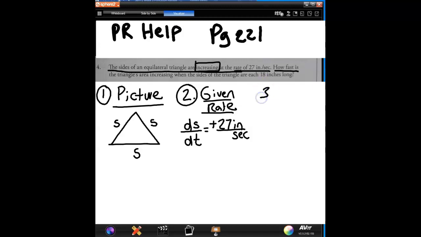The third step is to identify the desired rate, or the rate that we're trying to find. What rate are we trying to find? They're asking us how fast is the area increasing. So dA/dt.